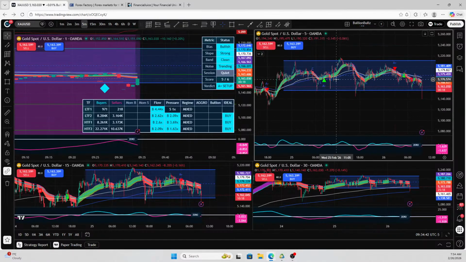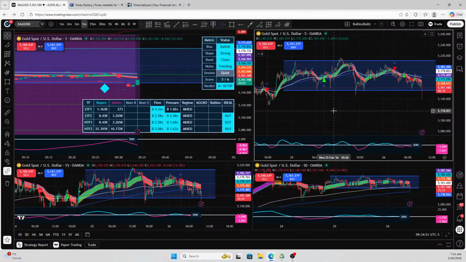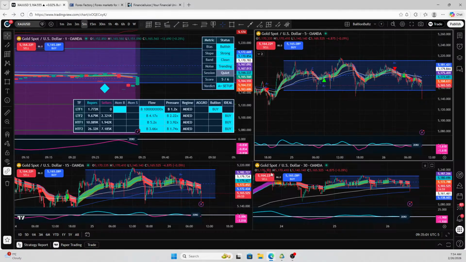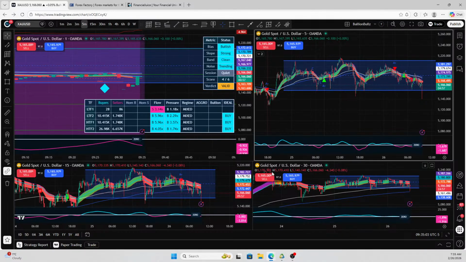Otherwise, we could just be ranging between these two levels because Iran and the US are having their talks, and it is because of this reason the price has just been ranging. Once the talks conclude, we would see a more decisive move in gold. For now, it's a ranging market for us to trade.